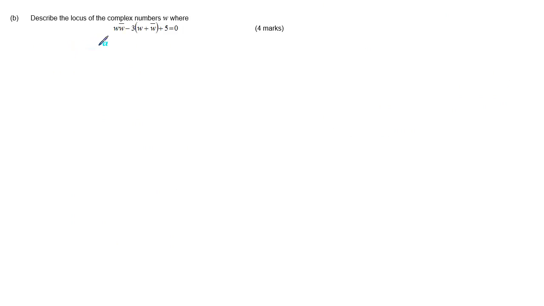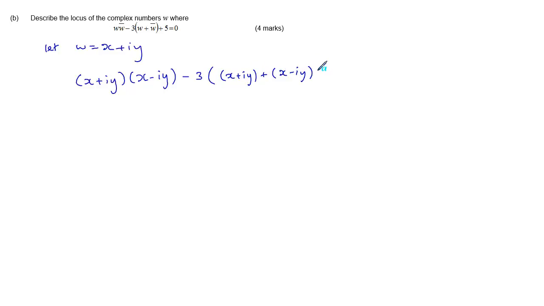We now want to describe the locus of the complex numbers w, where w w bar minus 3 times w plus w bar, plus 5 is 0. So again, let w be equal to x plus iy. So what we have is x plus iy times x minus iy, take away 3 times x plus iy add x minus iy, add 5 is equal to 0.